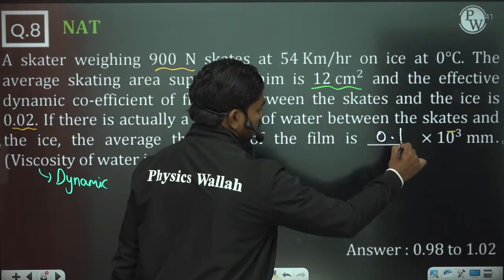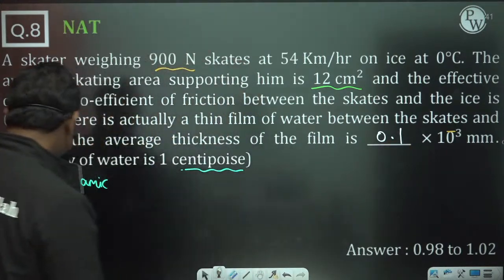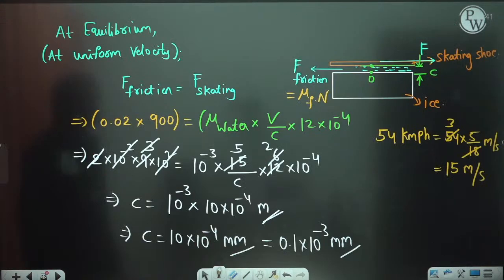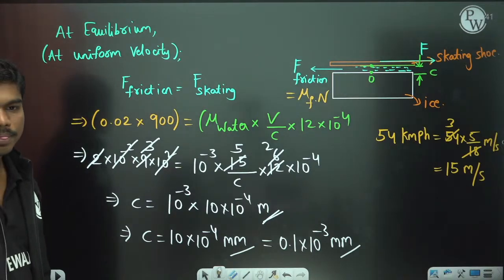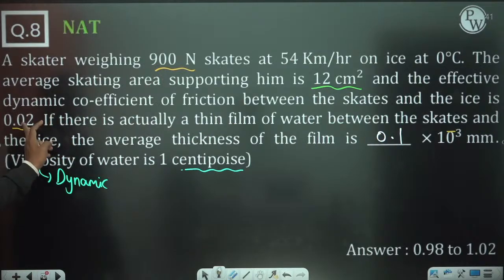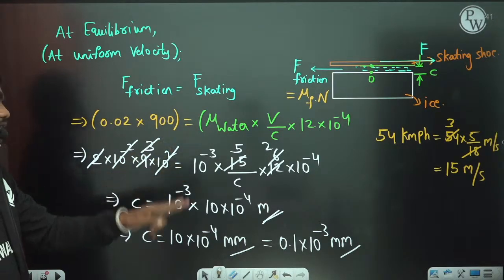Okay, so we made some mistake here. Did we leave any 10? So check this calculation once, did we leave any 10 here? 0.02 is this value, 900 newtons is the friction. So 54 into 5 by 18 is 3 5 are 15.